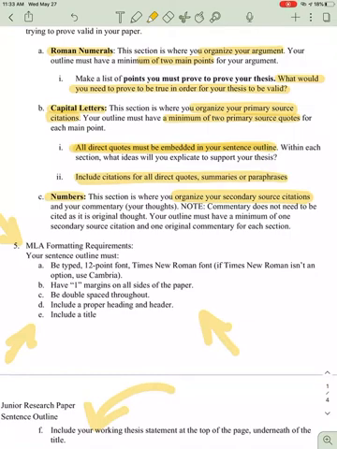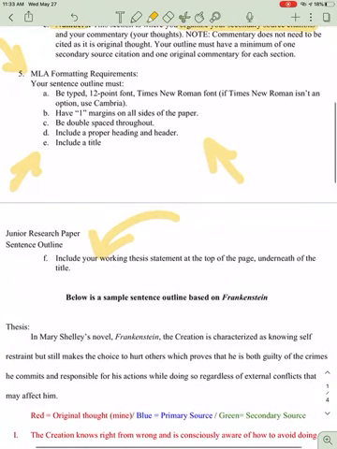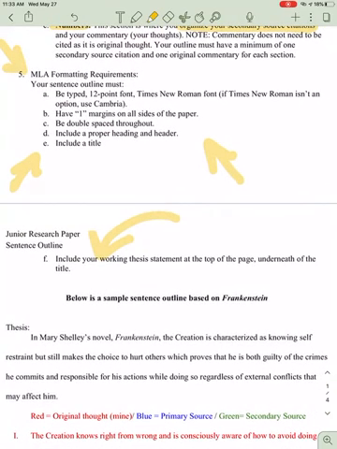You do need to have MLA formatting requirements ready. Nothing new here. 12-point Times Roman font, 1-inch margins, double space, heading and header, including a title. You do want to include your working thesis statement at the top of the page underneath the title. So you want to make sure you have all that stuff done. This is an easy way to lose some points if you don't do this correctly.